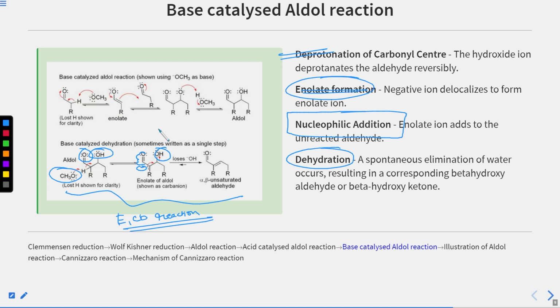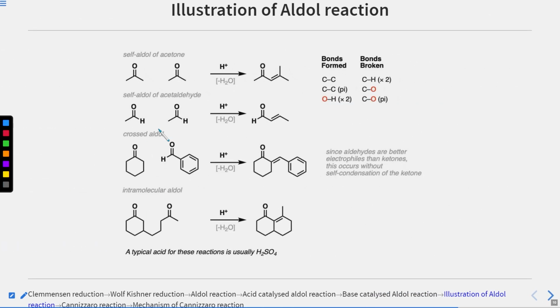Clear? Now, next, let us move to some illustrations here. This aldol reaction can be of multiple types, so here I have put some. If we have two ketones, it is self aldol of ketone, here specifically acetone, or if we have aldehyde, then it will be self aldol of aldehyde. Here it is acetaldehyde. Then one more case can arise, that is the crossed aldol reaction.